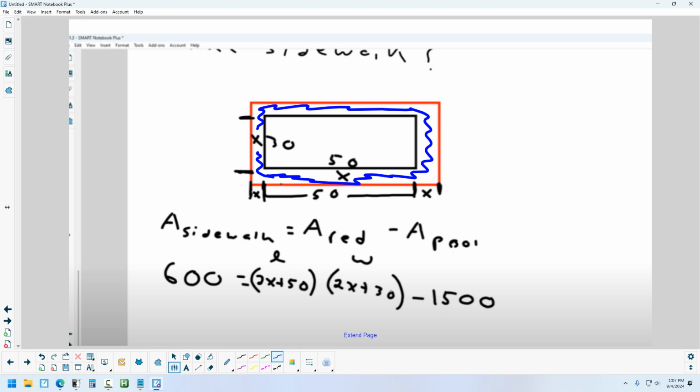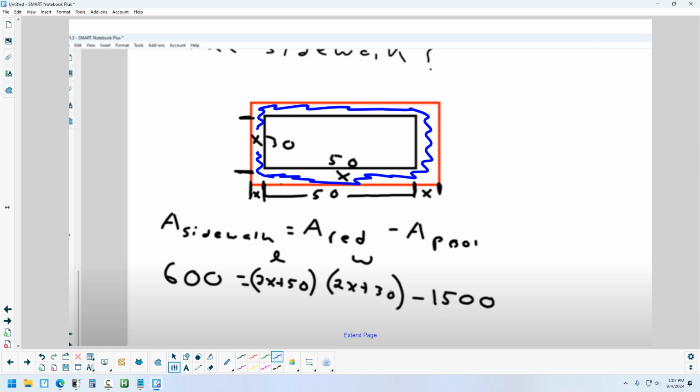This 600 came from the problem. They told us the area of the sidewalk was 600. The area of the pool, they didn't give it to us, but we can figure it out because they gave us the dimensions of the pool. It's 30 by 50. We multiplied 30 times 50 and got 1,500. And the only other shape we needed the area for was the red rectangle.